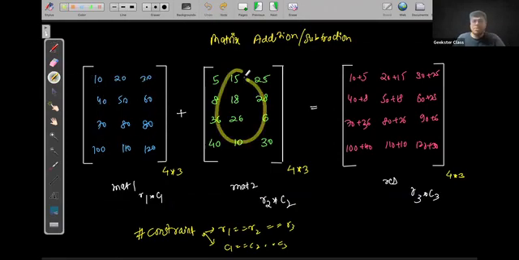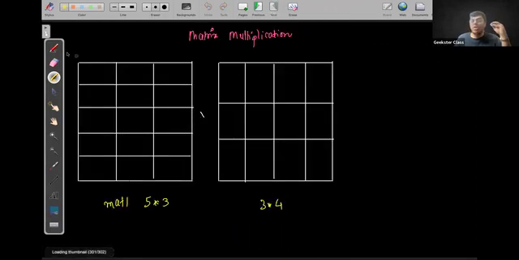In addition, you can always say it: if A plus B is possible, obviously B plus A is possible. Why? Because if both the dimensions are same, you can just swap the matrices. You can take the second matrix first. But here it is not always possible that if you are able to multiply A into B, you will be able to multiply B into A.